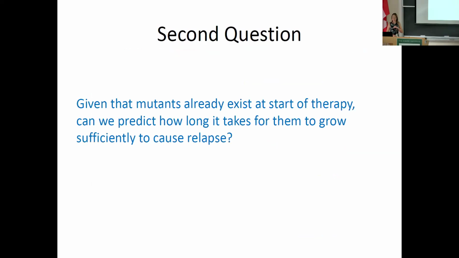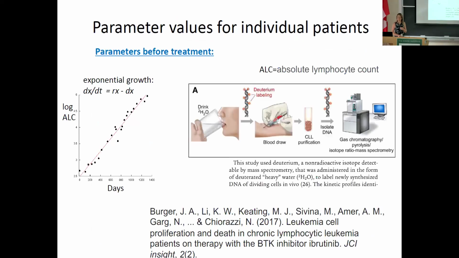The question is, given they're there, what happens next, right? So what does it depend on? How long does it take? So we need some parameters that are related to the 2 important rates, division and death rates of leukemic cells in patients.